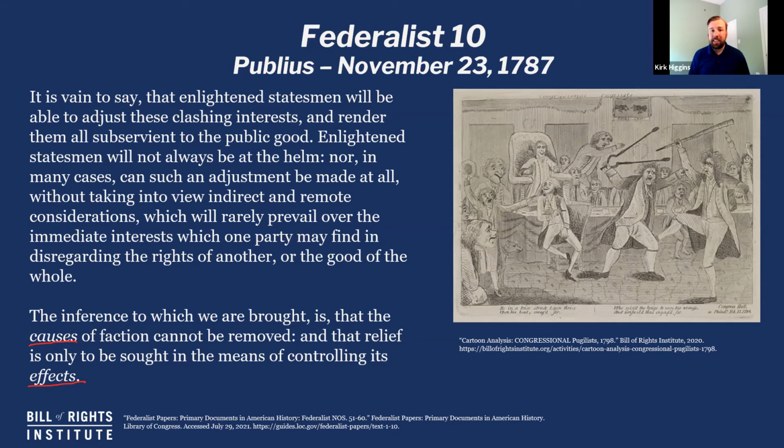In the next part, in the next essay, in the next video, I'm going to be breaking down how it is that Publius says that this new constitution is going to help us in controlling the effects of factions.